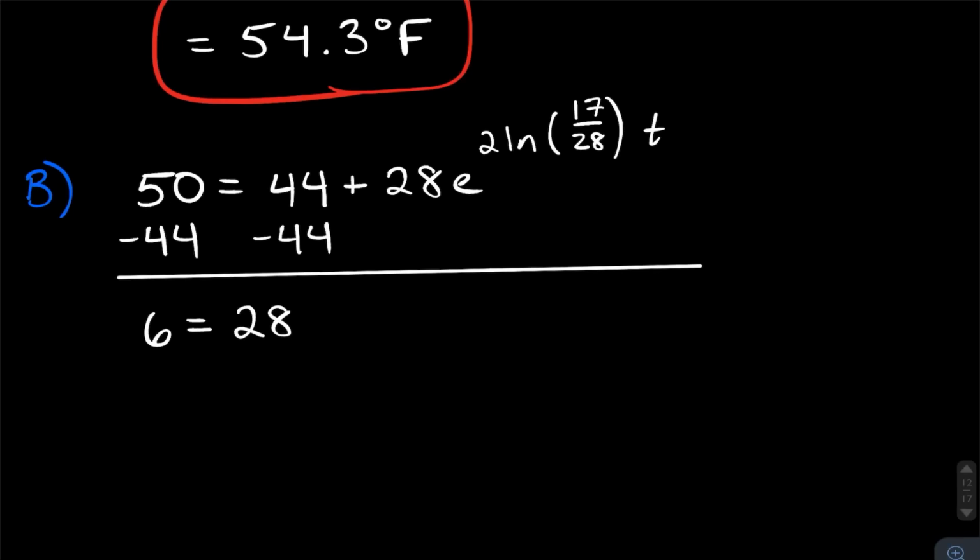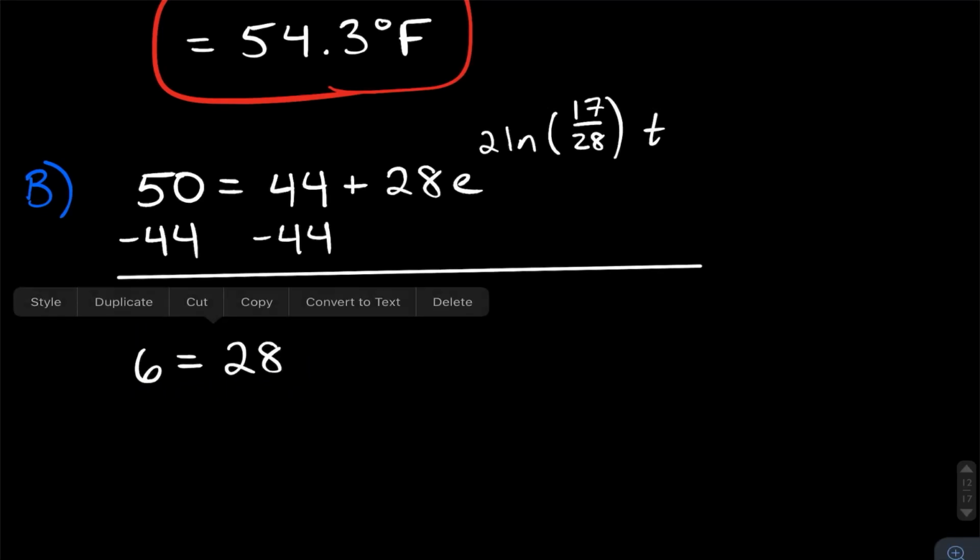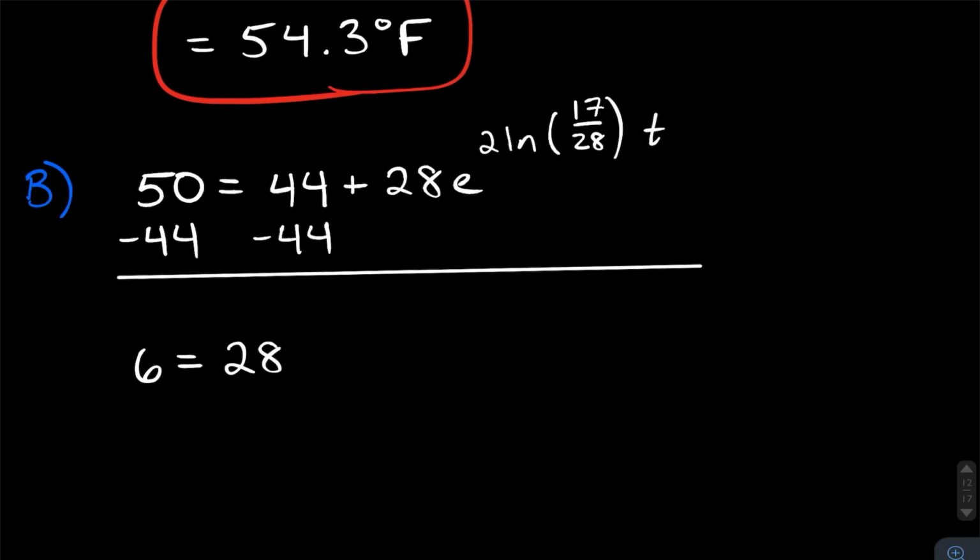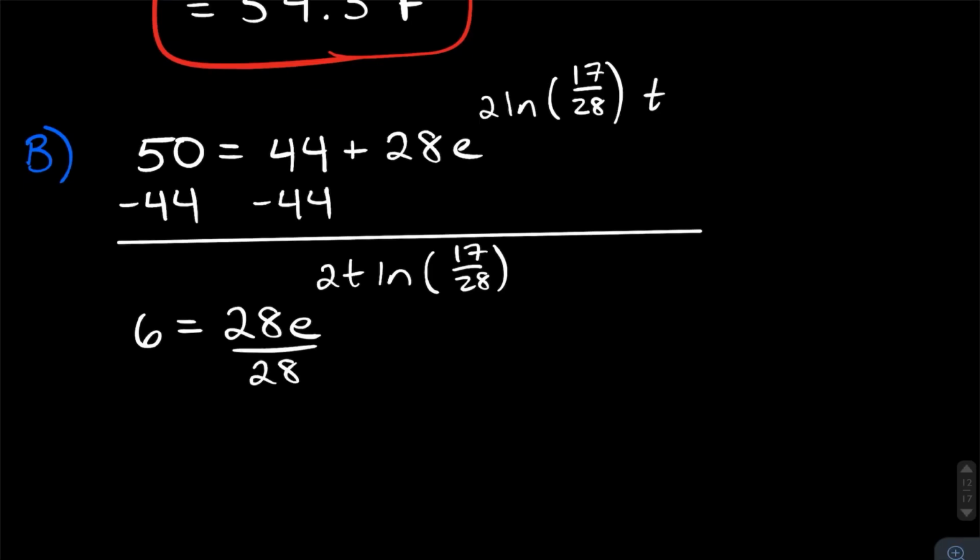So you get 6 is equal to 28 times this monstrosity, right? You get 6 equal to 28 times e to the 2t natural log of 17 over 28. So now we can divide by 28 on both sides. And when we simplify this fraction, we're going to get 3 over 14 is equal to e to the 2t natural log of 17 over 28.